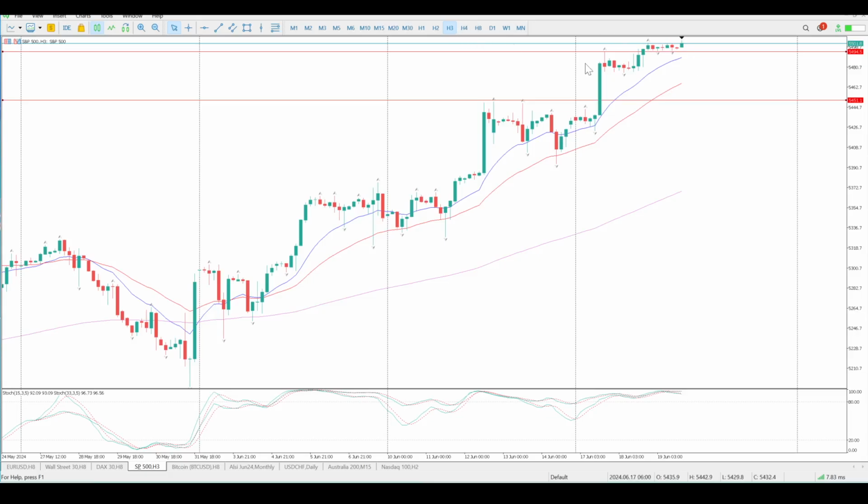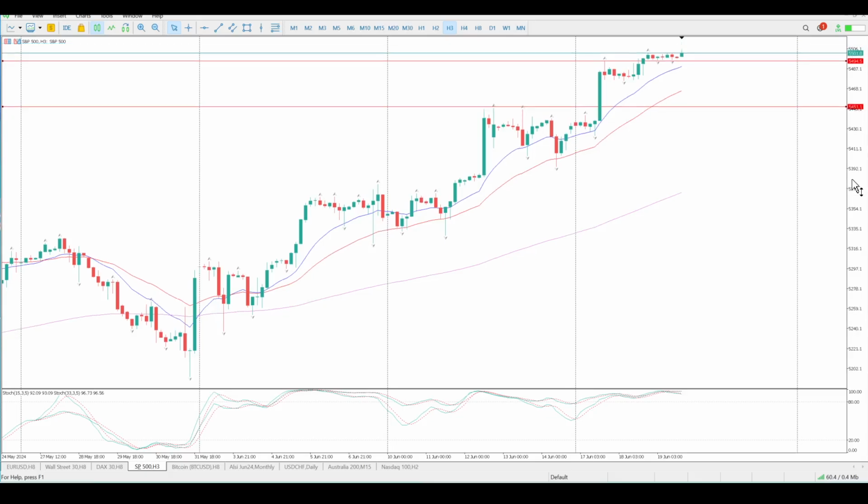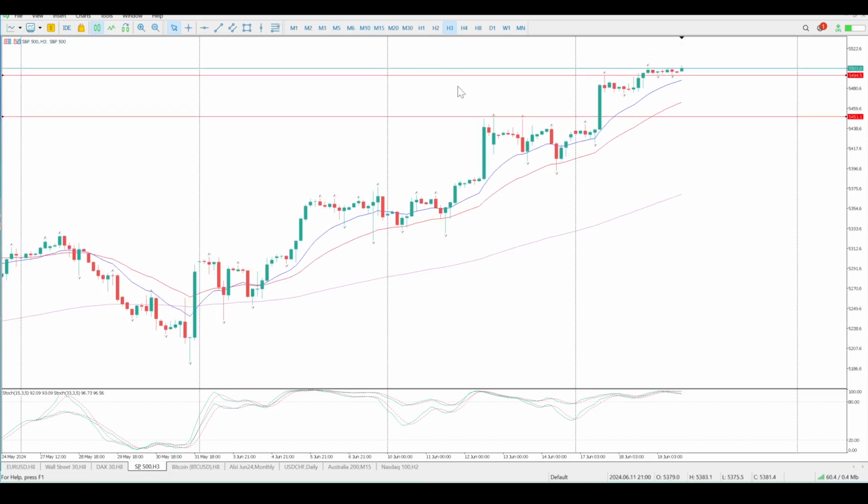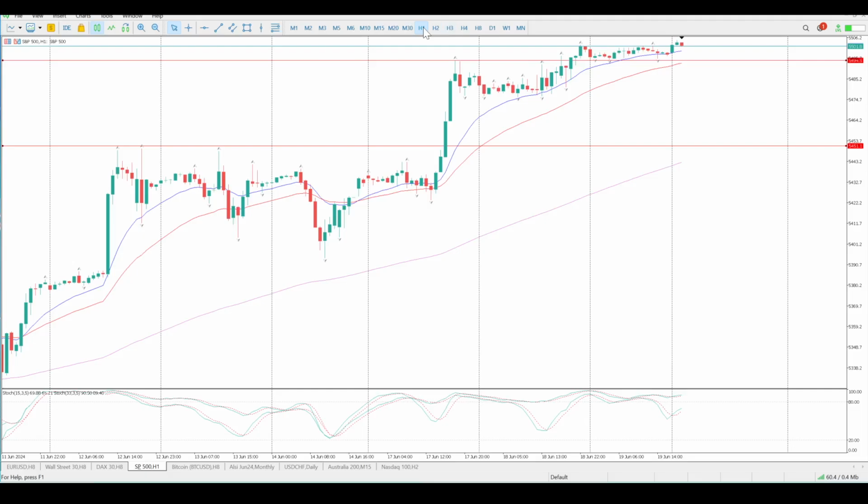If you look at the two levels, they're pretty clear. It's 54.95 and 54.50. Now, 5,500 is obviously what we should be looking at at the moment. So that's kind of where we are at the moment. We'll get down to lower time frames.